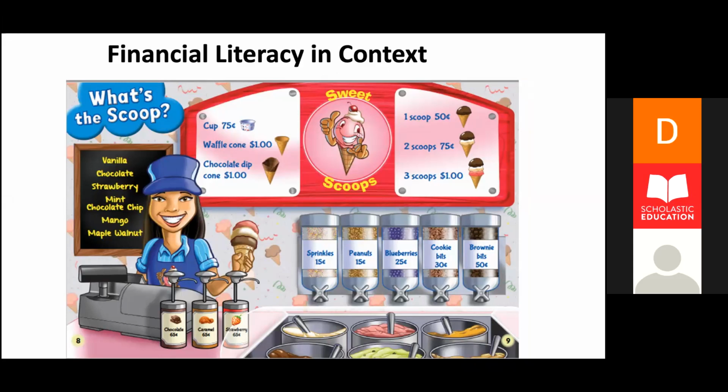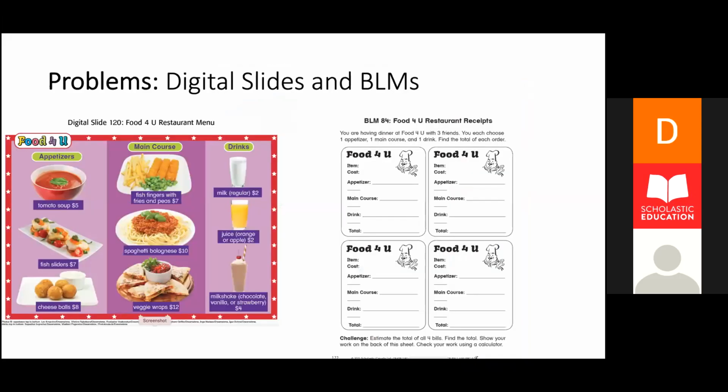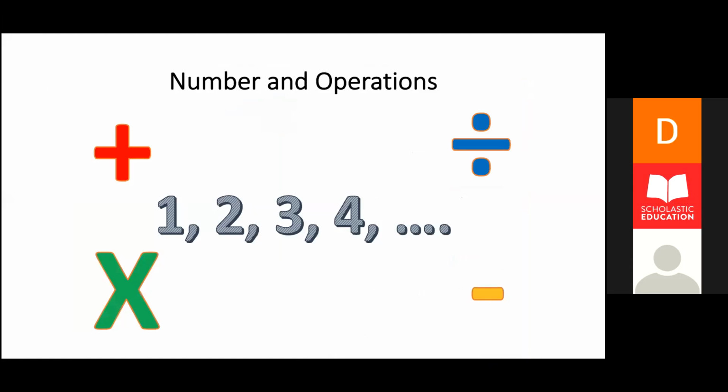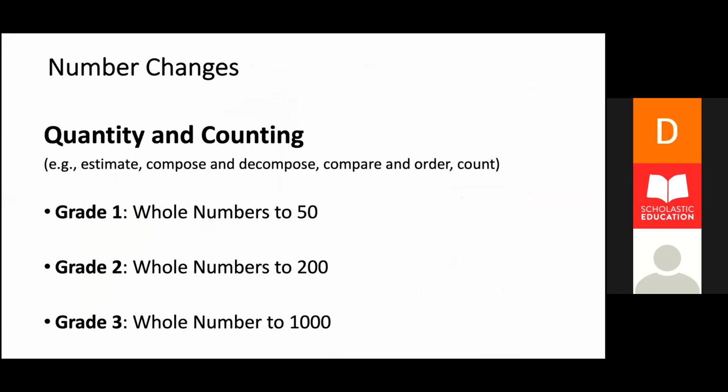Easy for you to pull up and do this. Again, you'll see how much of the number that they're doing, because the numbers are the same. They're really doing a lot of the same skills that they're doing in number. And there's a lot of digital slides and Blackline Masters to support this. Number and operations, you'll know this is what I already talked about. This is where the whole numbers are now. Whole numbers to 50, whole numbers to 200, whole numbers to 1,000.